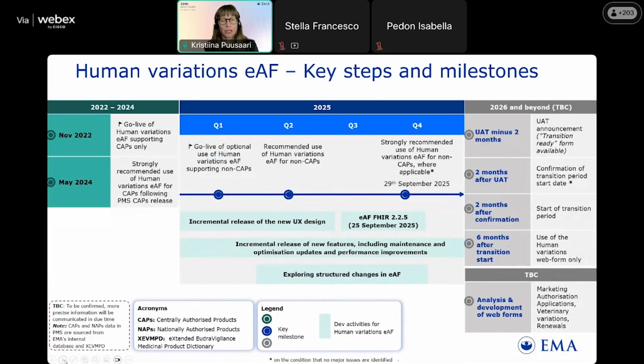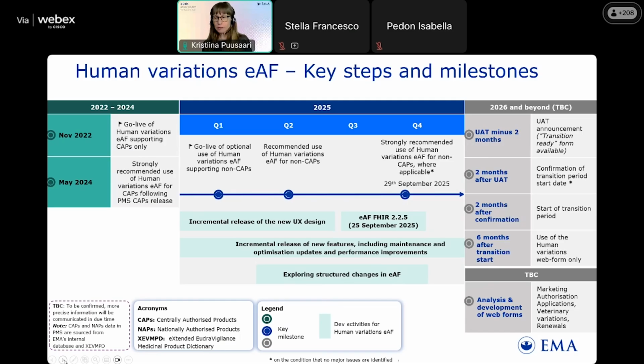And we'll have a quick look at the important dates. So I just wanted to highlight and remind everyone here. With centrally authorized products, we are already in strongly recommended use since May 2024. So this is now approximately a year and a half later. And when we are in strongly recommended use, of course, the web-based application form should always be the first form to use when you start filling in your variation application. And only if you cannot use the PLM portal application form, we can go back to the interactive PDF.